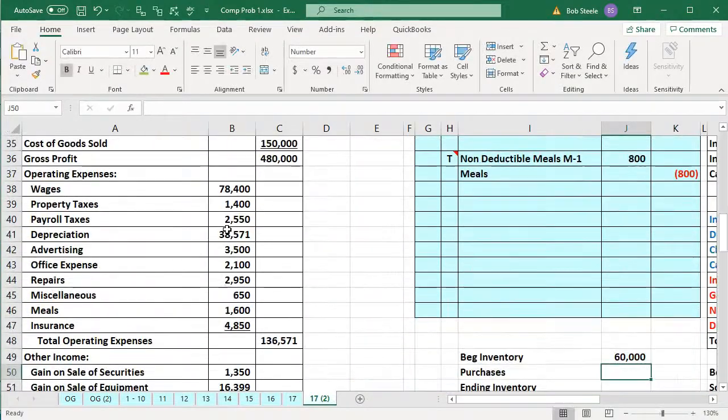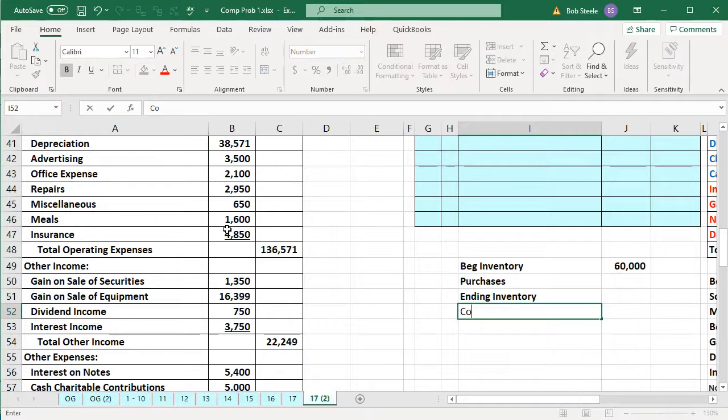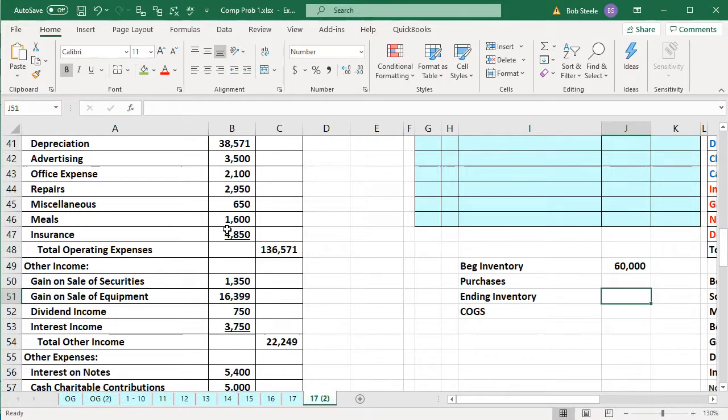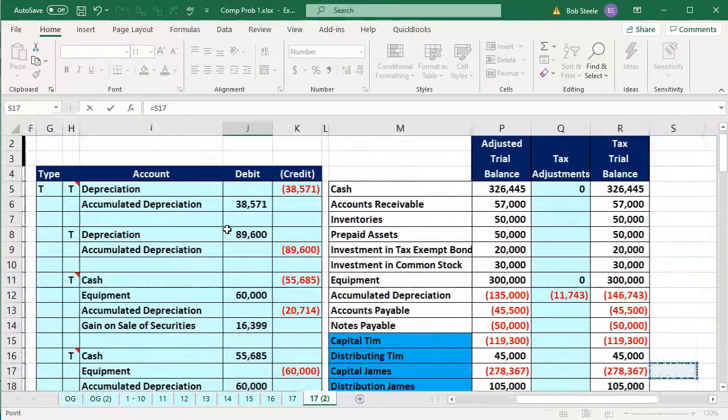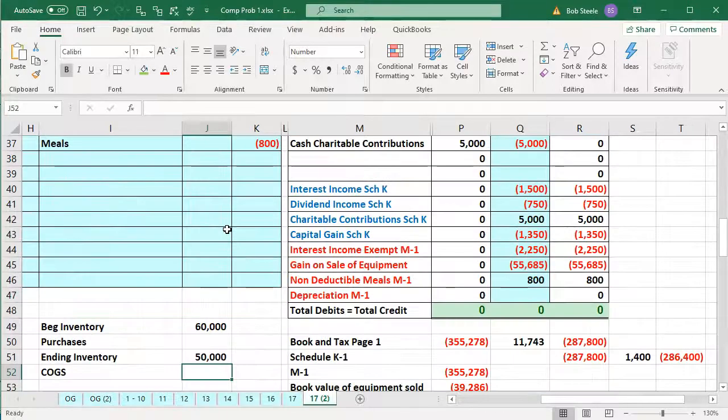There's the 60,000. Now I may not know what the purchases are, but this is going to be cost of, say, cost of goods sold. All right. Purchases is what we may not know. We know the ending inventory because that's on the balance sheet too. So the ending inventory is on the current balance sheet. We know what that is. That's going to be the inventories of 50,000.